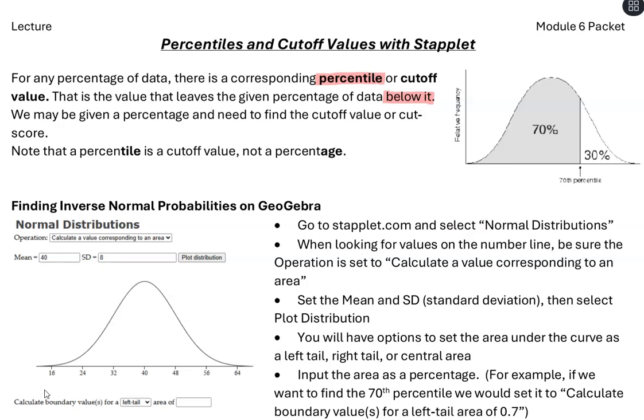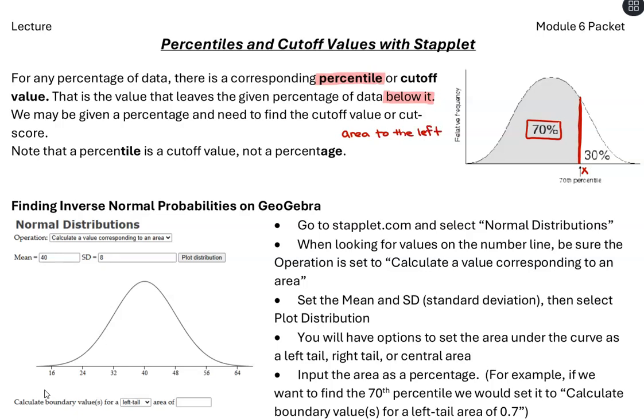So on the right-hand side here, we have a picture, and this is showing the 70th percentile. So the 70th percentile is this number that's landing on the number line. Let's call that X. And that number is landing in a spot such that 70% of the data is below that value, which means we have 30% above that value. So the percentile is always area to the left.